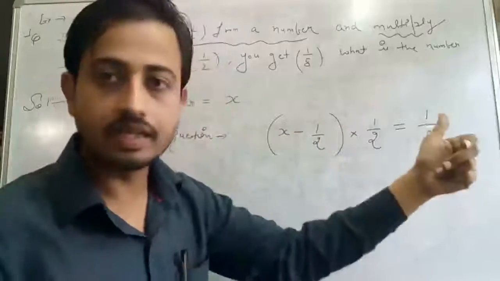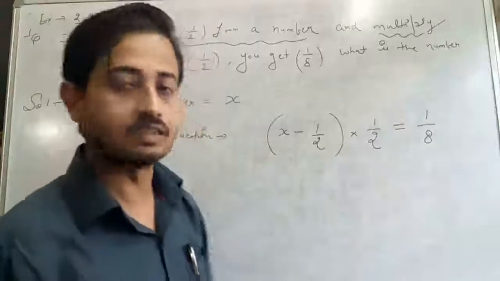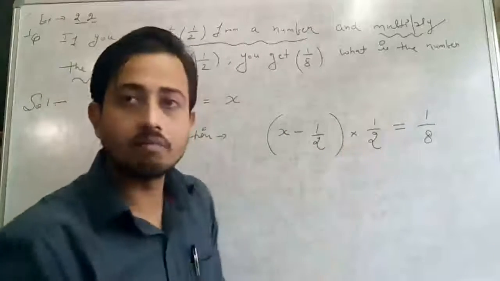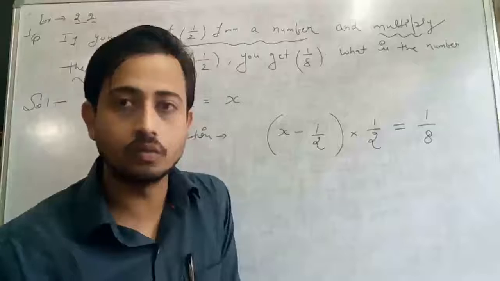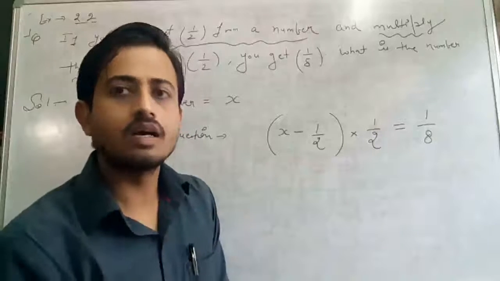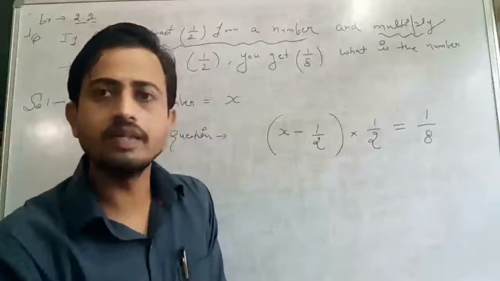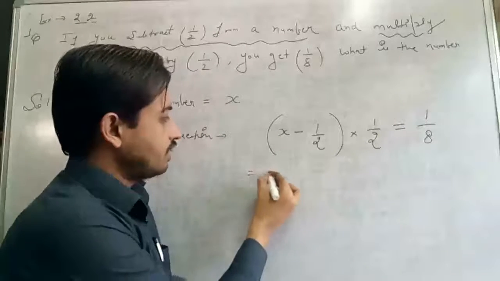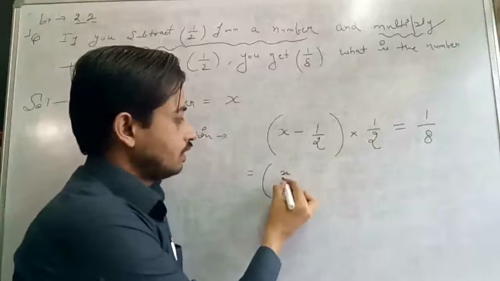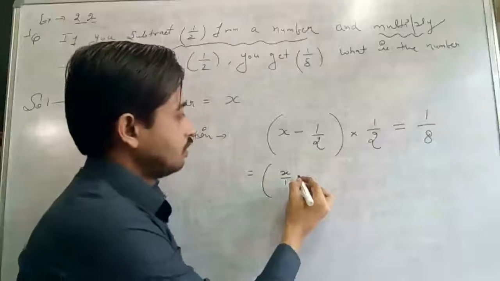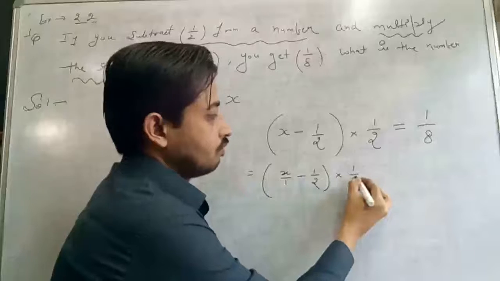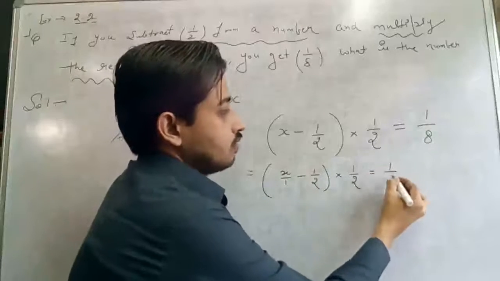So solve this and get the value of x. Firstly, if you have a number in terms of a rational number p/q, then try to make all the numbers in terms of p/q. Here your number is x, so we can write it as x/1 minus 1/2 multiplied by 1/2 is equal to 1/8.